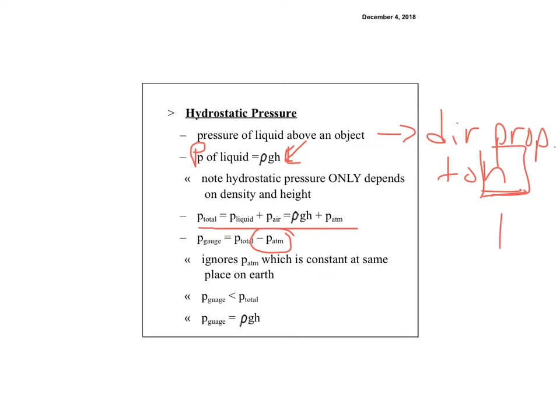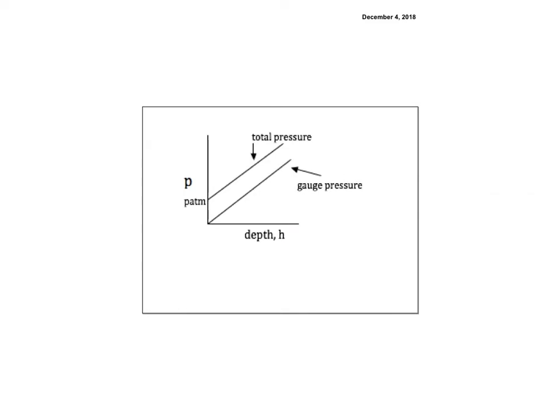But remember, h is the most important thing, not the volume, not how much you have, but just the h. So if you graph pressure versus depth, you get a direct relationship since it's directly related to h, and you notice that the gauge pressure is below the total pressure and starts at 0, where total pressure starts at atmospheric pressure, because we're including that.